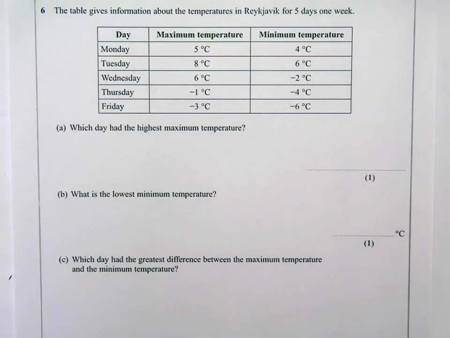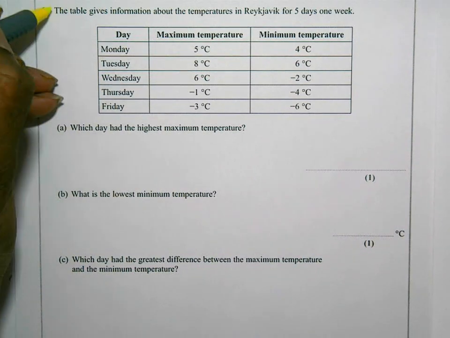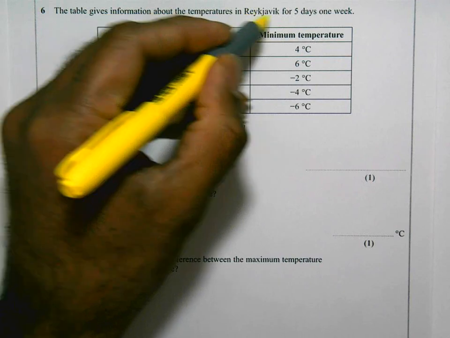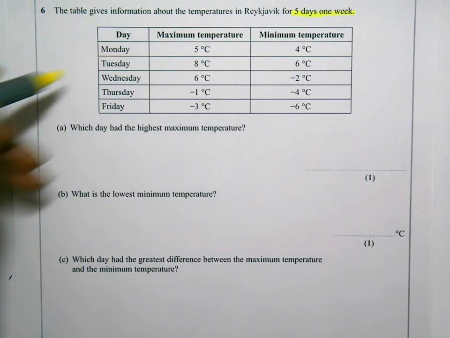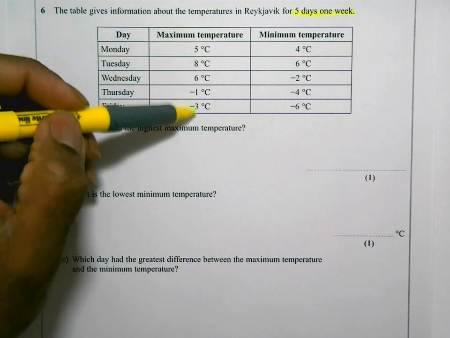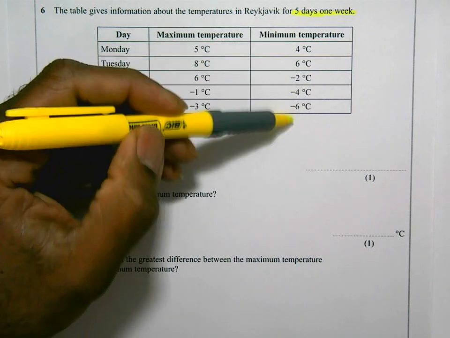This is question 6 on the foundation non-calculator paper. It says the table gives information about the temperature in this place for 5 days, 1 week. So Monday, Tuesday, Wednesday, Thursday. These are the maximum temperatures, so the highest temperatures, minimum temperatures, the lowest temperatures.